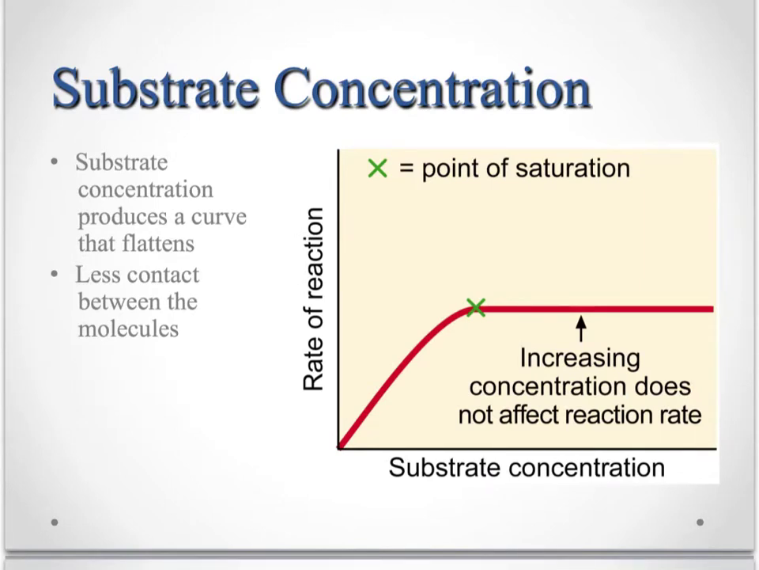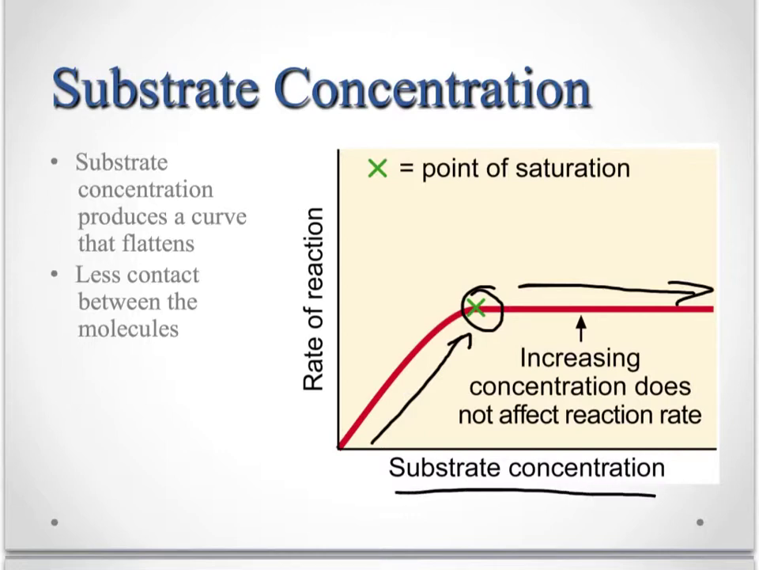The graphs for pH and temperature are completely different to the one for substrate concentration. In this graph we can see that the rate of reaction increases quite nicely, and then it reaches a point at which it all stops and it levels off. That doesn't necessarily mean that the reaction has stopped happening, but it means that it's no longer going any faster.